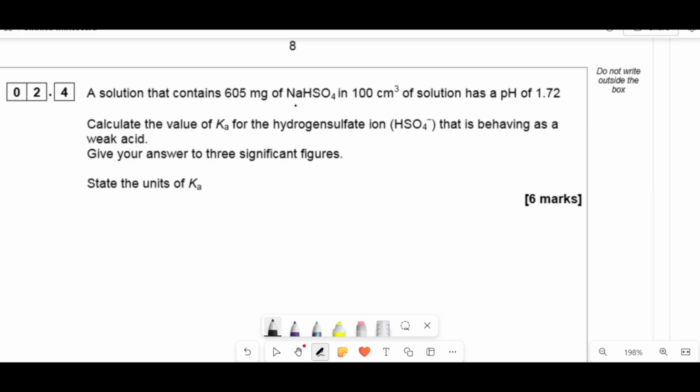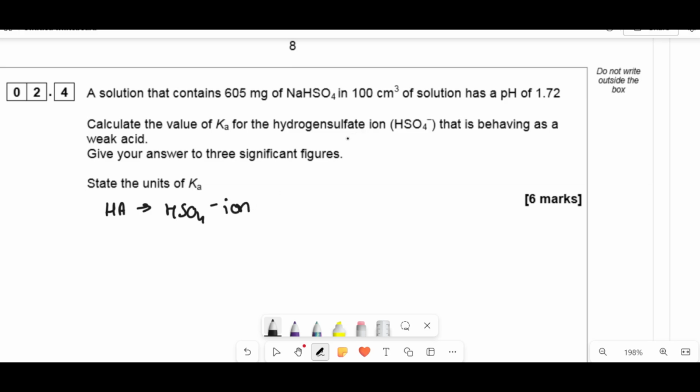Now it says a solution that contains this much NaHSO4 in 100 cm³ has a pH of that. Calculate the value of Ka for the hydrogen sulfate ion that is behaving as a weak acid and give your answer to 3 significant figures. So we need to use the context of the question. It told you that the HSO4- ion can also act as an acid. So here, the acid, our HA, really is the HSO4- ion, right?